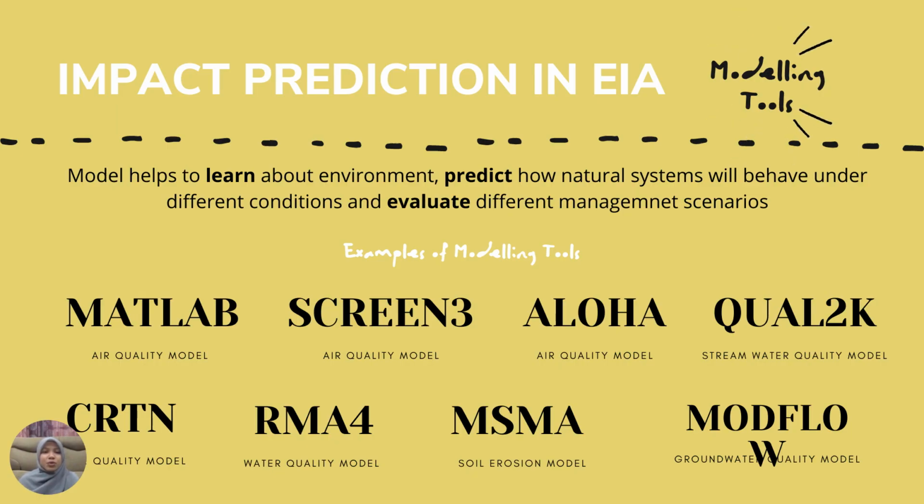Next, we will move to the impact prediction in EIA. For impact prediction, we use modeling tools. Models help us learn about the environment, predict how natural systems will behave under different conditions, and evaluate different management scenarios. During the class, we were exposed to a few types of modeling tools, applications or software, which are MATLAB, Screen3, ALOHA, QUAL2K, CRTN, RMF4, MASMA, and MODFLOW, according to the specification of the modeling itself.